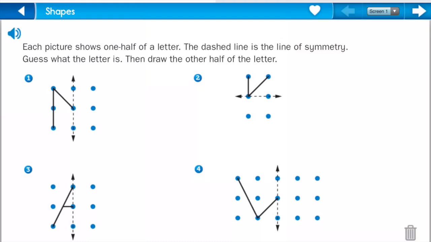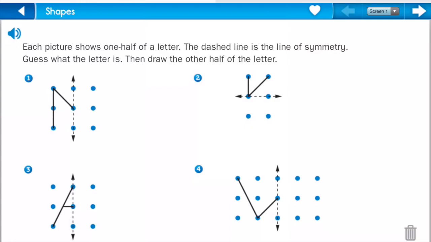Good morning, everyone. Today we are doing lesson 512, and we're going to be exploring properties of symmetric figures. So, when you're looking at these shapes, it shows one half of a letter. The dashed line is the line of symmetry.